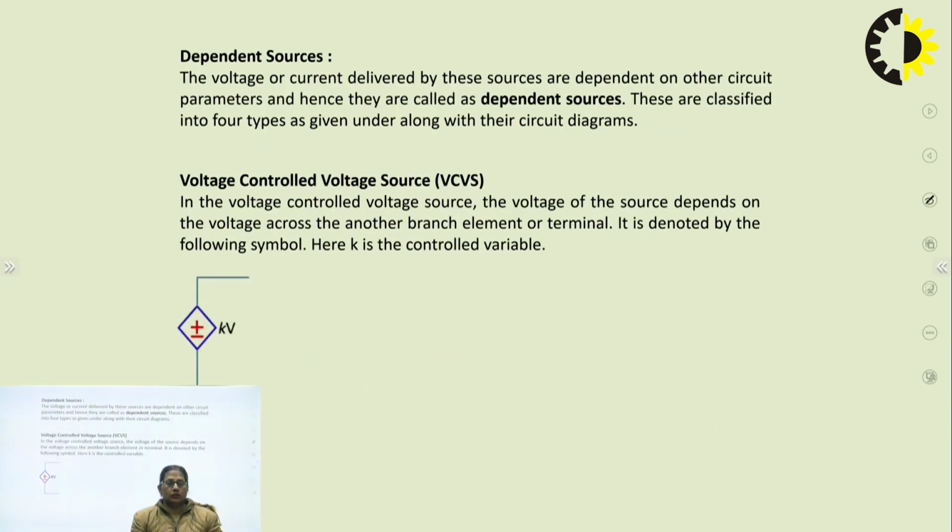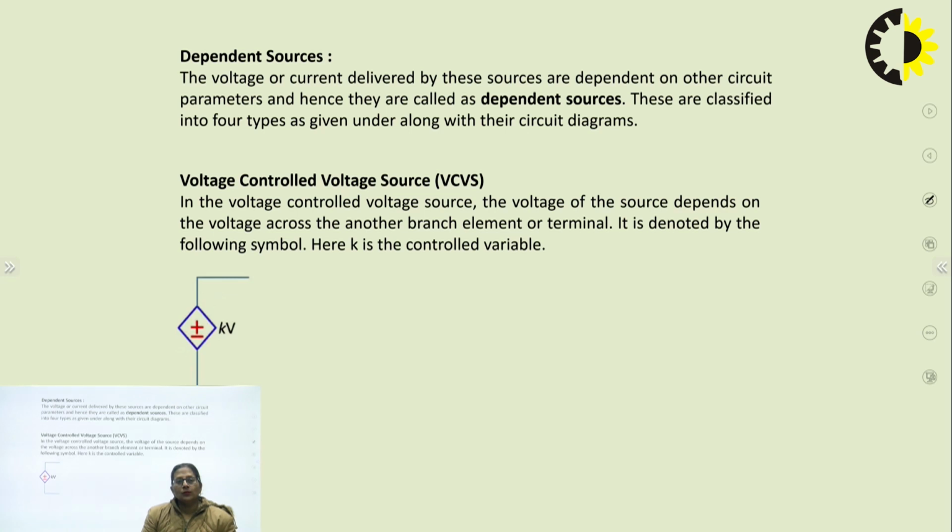Now coming to dependent sources. The symbols we have seen so far are all for the independent voltage sources and current sources. Now here we are going to discuss the dependent sources. The voltage or the current delivered by these dependent sources actually depends on certain other circuit parameters, and hence they are called dependent. They may depend upon certain circuit element voltage or current. They can be classified into 4 types, as we will see going along with the circuits.